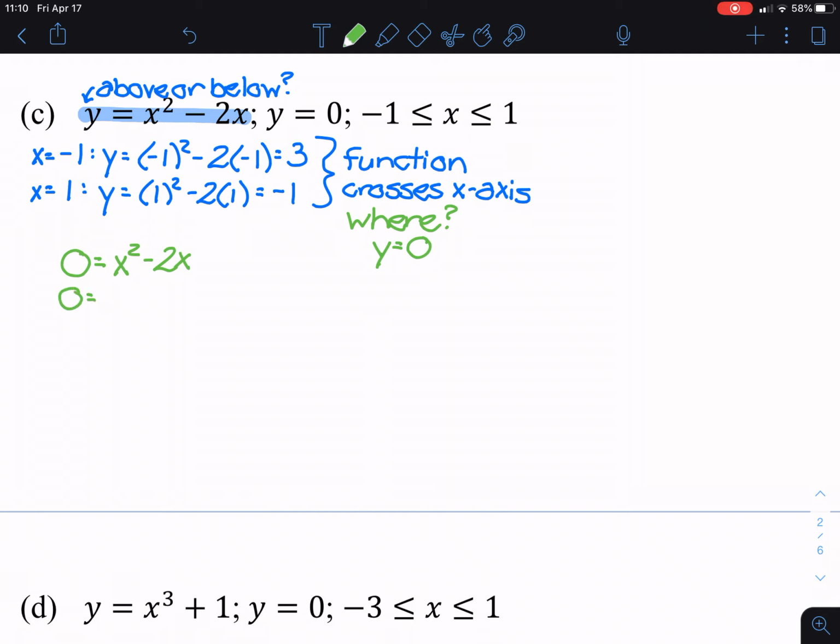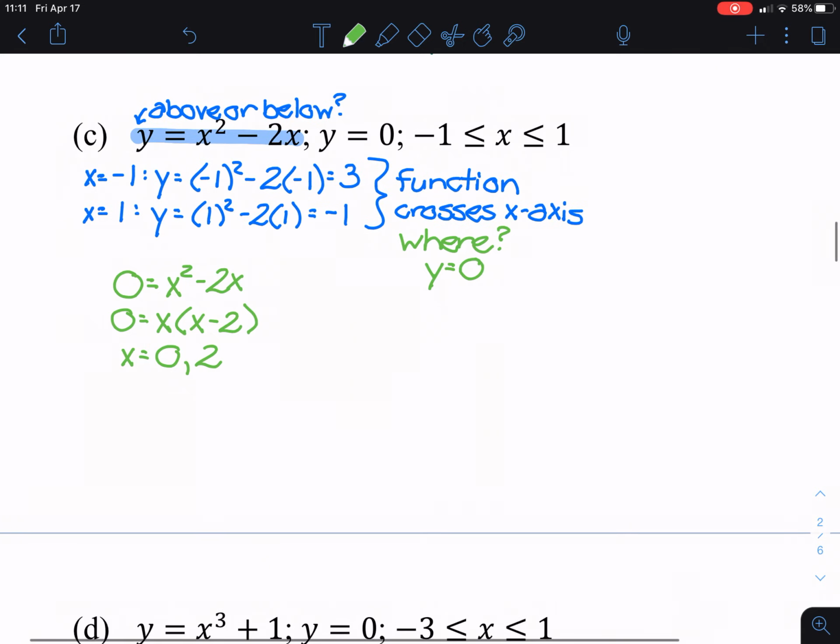So when I do that, I can factor an x out, and I get x times (x minus 2). So that means that my x values are 0 and 2. Okay, so those are the places where my function crosses the x-axis, right? Well, notice something here, this 2 is not in my interval, -1 less than or equal to x less than or equal to 1. 2 is not part of the interval that I'm looking at. So the one part where it is within that interval is when x is equal to 0.